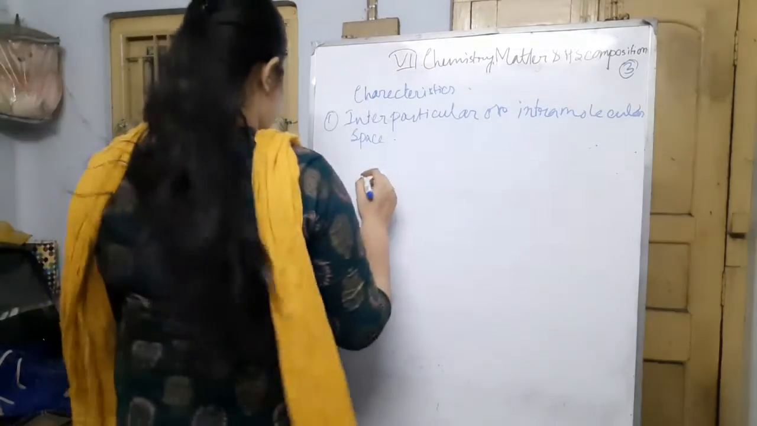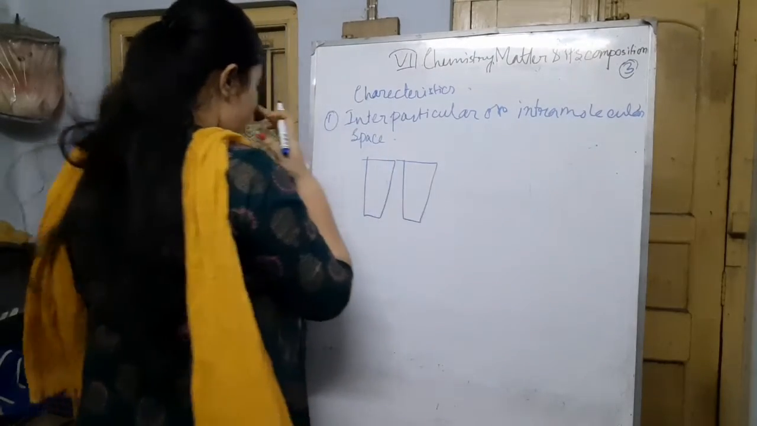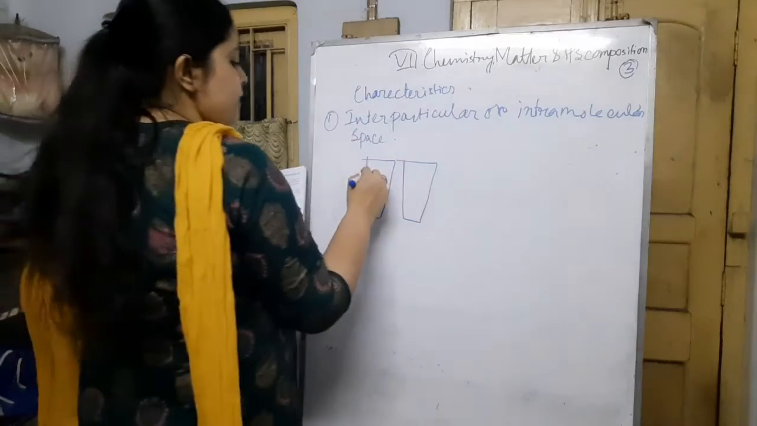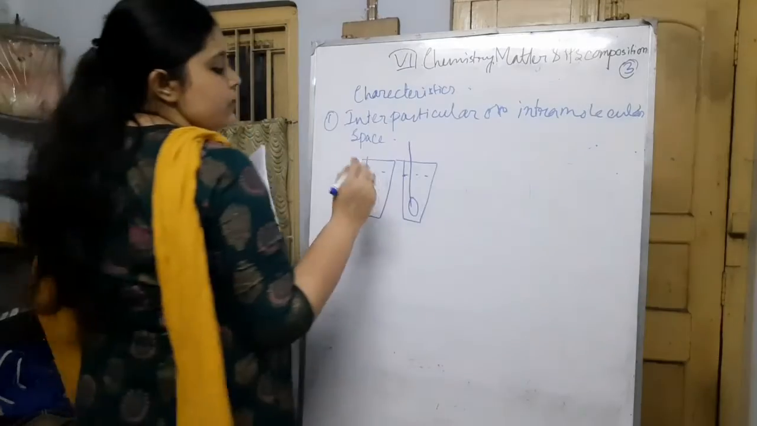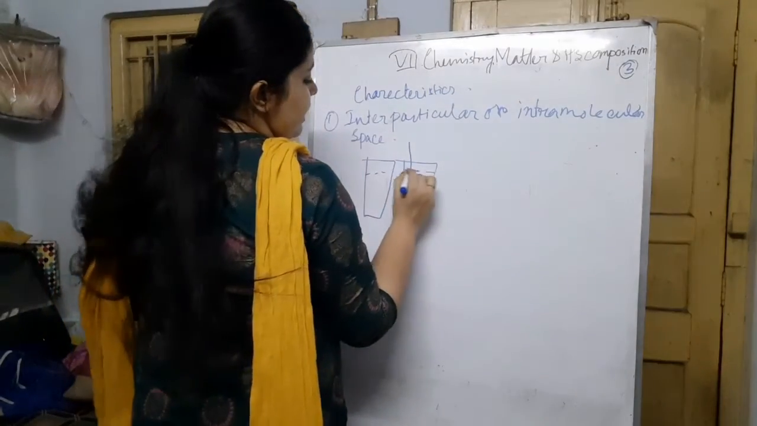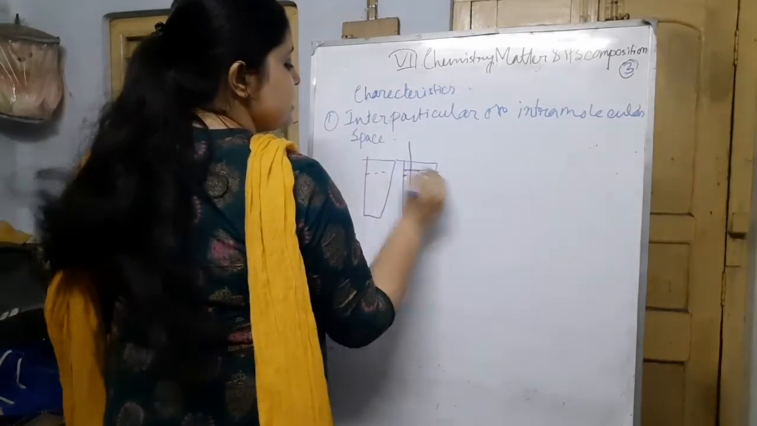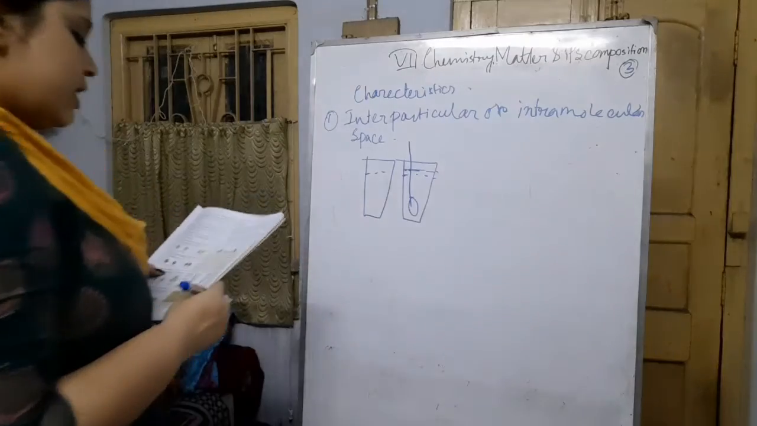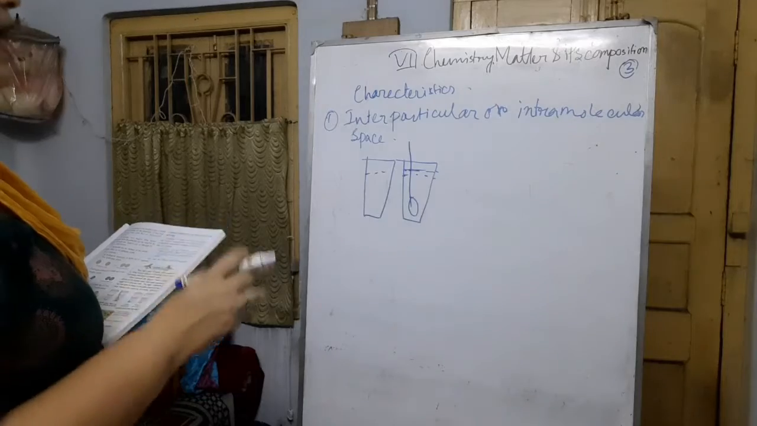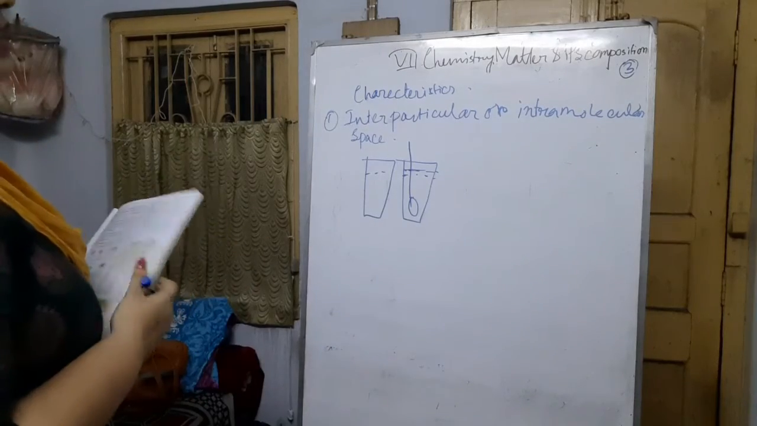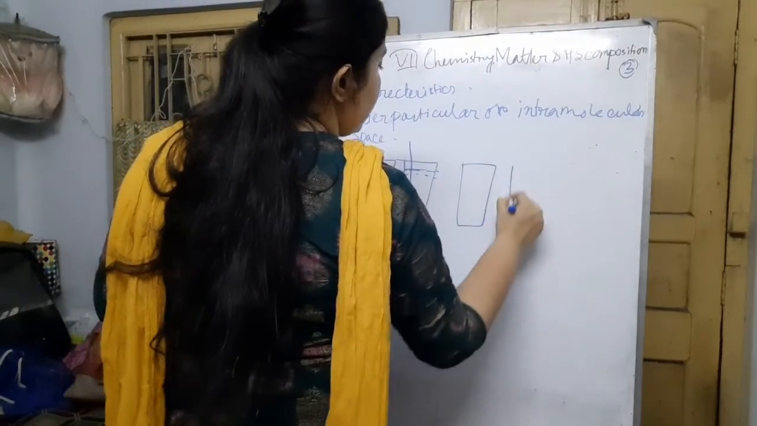If we take a glass of water and dip a spoon in it, we can see that the water level will rise. After some time, if we remove it, the water level decreases to the previous level. This is because the spoon has some mass. It occupies some space. That is why the water level increased.